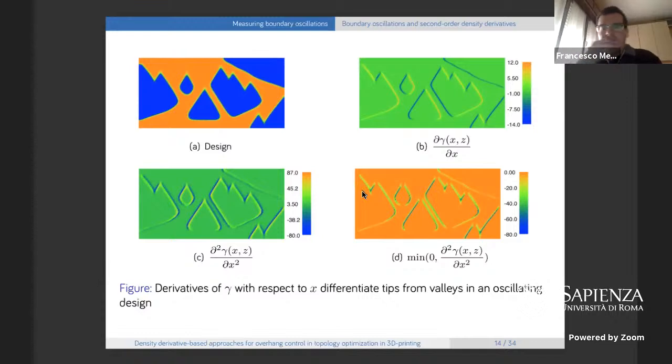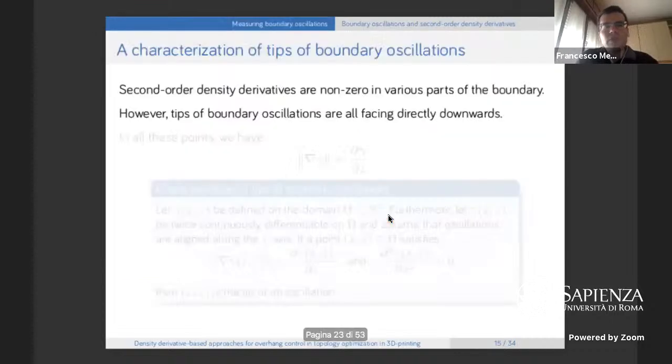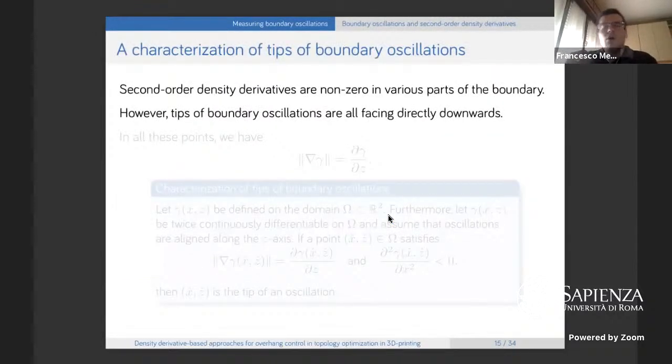However, as I mentioned also in the previous slide, we still do not have, at this point, a full characterization of the oscillating boundary, because the second order derivative is smaller than 0 also along many other parts of the boundary, also in non-oscillating parts. So we need something more. We need an additional consideration and an additional derivative-based condition.